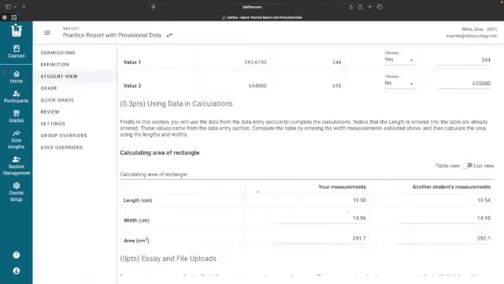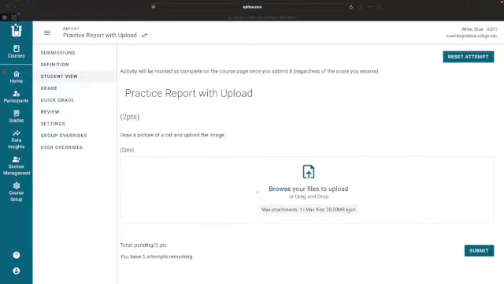Let me pause because I'm going to try to go to the last assignment. For this last part of the assignment, you're practicing report with upload. Activity will be marked as complete on the page once you submit it. Remember, you have to complete it to submit it for this to actually be marked as complete.